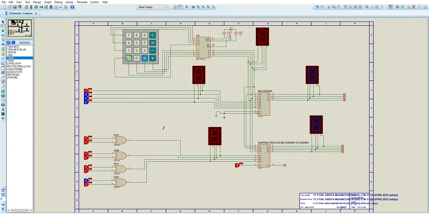So first of all, I have placed here one part of the circuit that would be giving us one input that would be used for both the multiplier as well as the subtractor IC. The subtractor is also an adder. Its IC number is 7483 and the multiplier IC name is 74285.